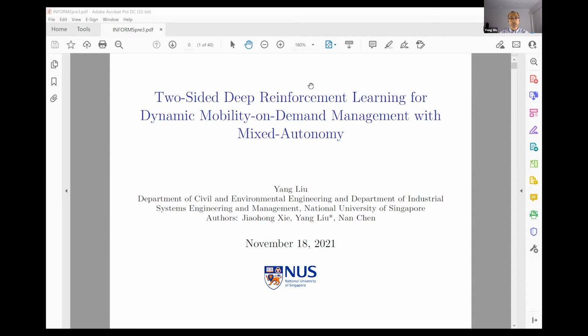to Dr. Liu. So Dr. Liu currently is an assistant professor in the Department of Civil and Environmental Engineering and the Department of Industrial Systems Engineering and Management at National University of Singapore. She received her bachelor from Tsinghua University, Master of Philosophy from Hong Kong University of Science and Technology, and PhD from Northwestern University.